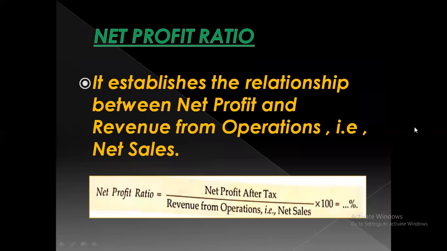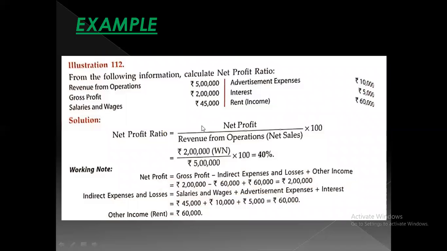Now, next is net profit ratio. It establishes the relationship between the net profit and the revenue from operation. So formula will be net profit after tax divided by revenue from operation into 100. It is calculated in percentage. Now see the numerical. Revenue from operation is 5 lakh. Gross profit is 2 lakh. Salary and wages is 45,000. Administrative expenses are 10,000. Interest is 5,000. Rental income is 60,000. So net profit ratio is net profit divided by revenue from operation into 100.